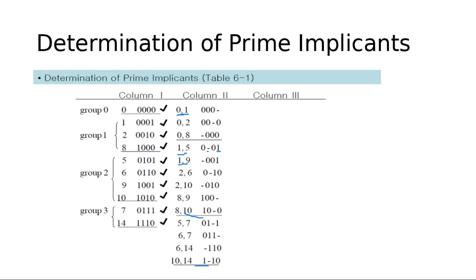Is that combined with this one? No, there are also 2 differences. Is that combined with this one? Nope, there are also 2 differences. Is that combined with this one? Also no, there are 2 differences. Is this one combined with this one? Yes, dash 0 0, and there is only one changing bit. So we can combine these two, right?